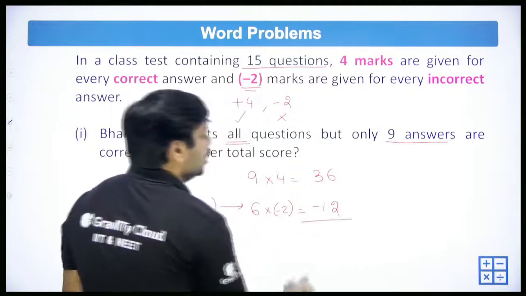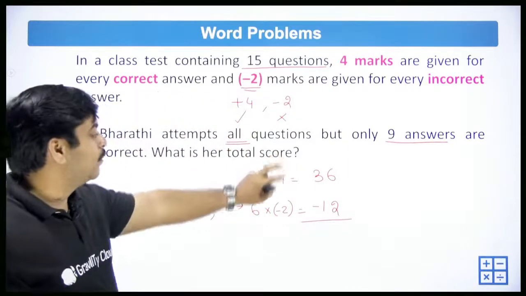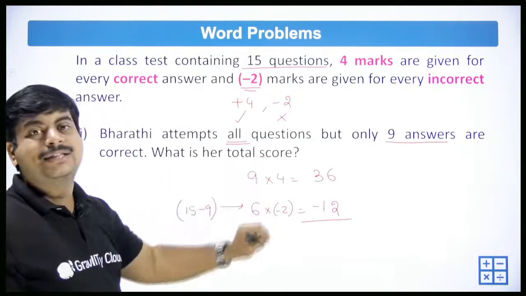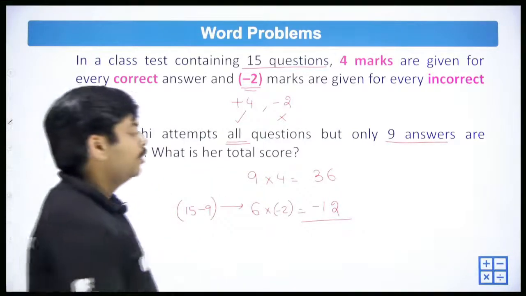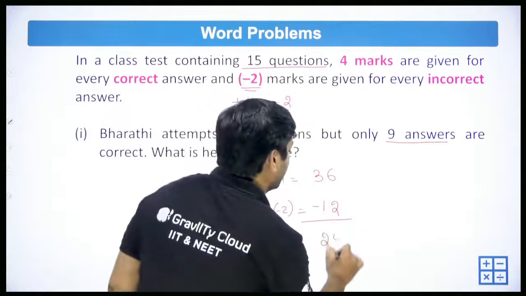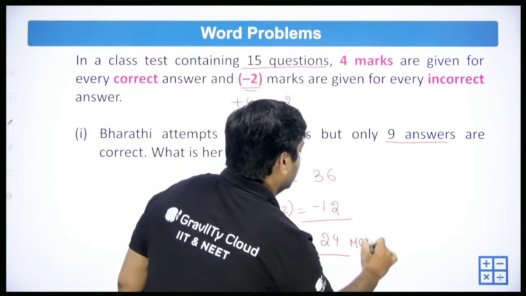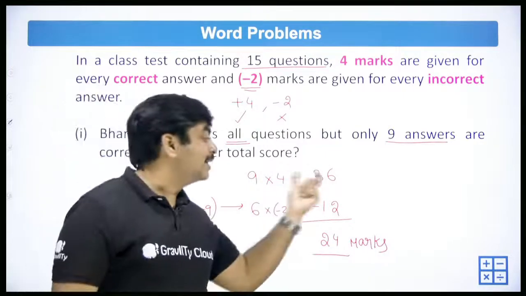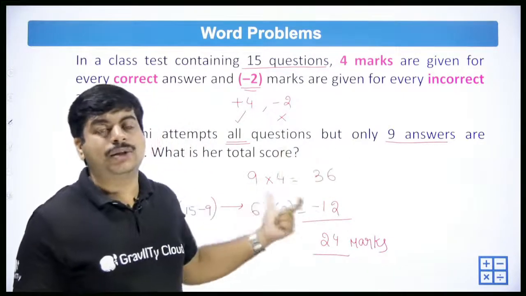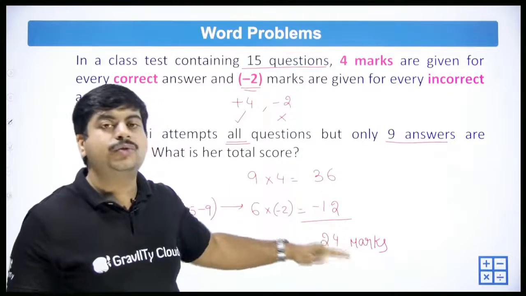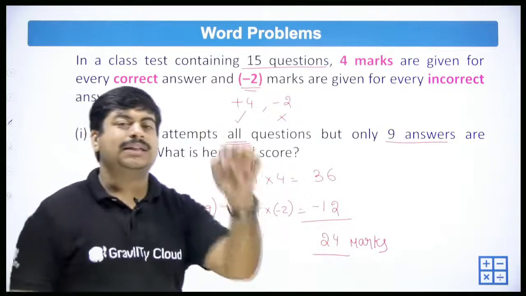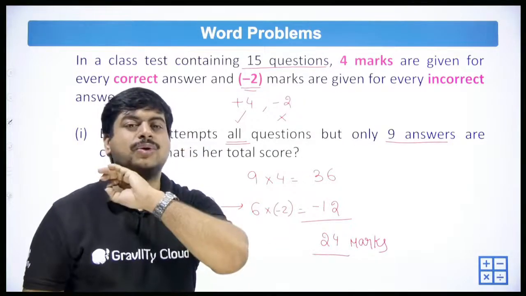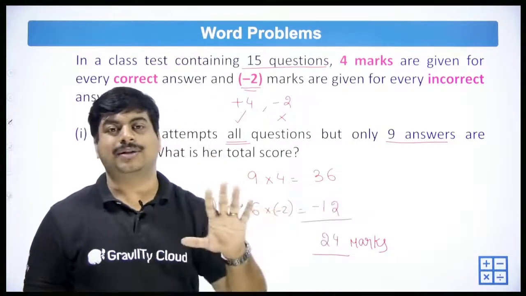So now your final score will be the addition of these two, 36 and minus 12. You'll be having 24. See, 24 marks is her final score. Although she got plus 36, due to the incorrect answers, she has fallen to 24 marks, right? So once again I'm saying, in whichever exam you're having negative marking, please don't attempt the wrong answer which you're not sure about.